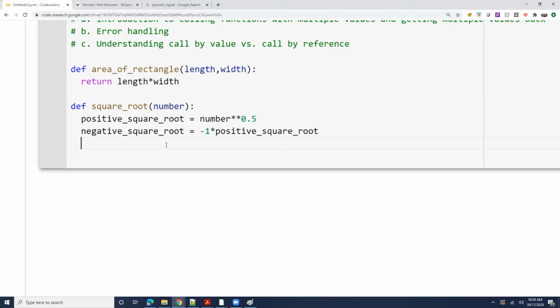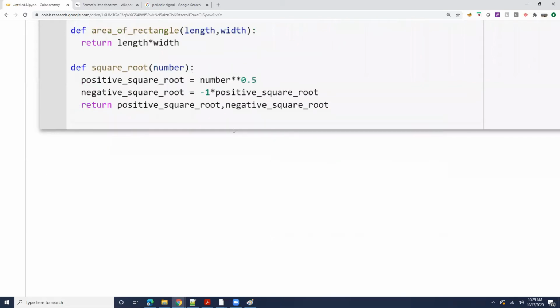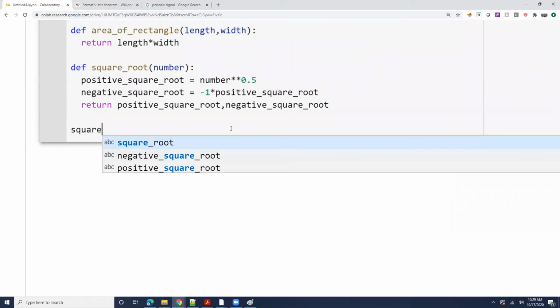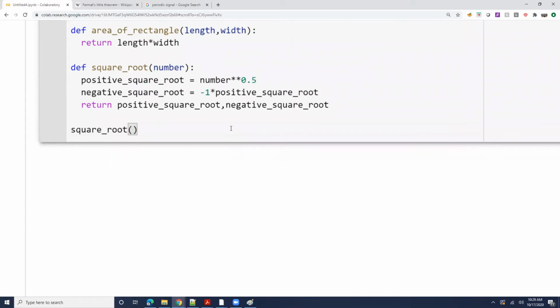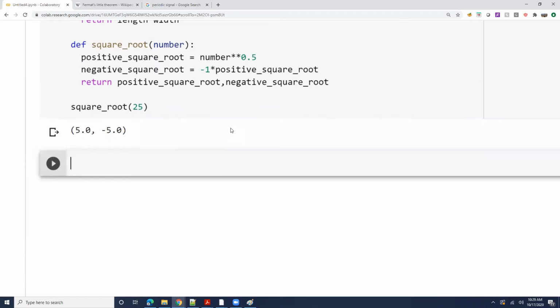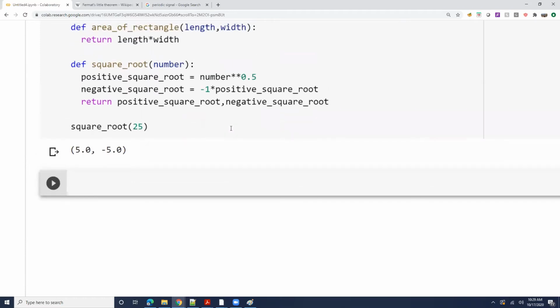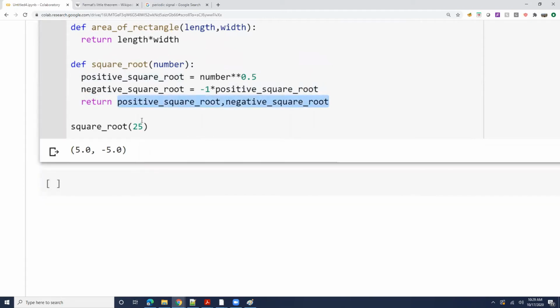If anyone is not following the question or at least the motivation behind this, okay, return A and B, very close. Instead of saying return A and B, you can say return positive square root comma negative square root. So let's see what happens if I call this function with square root of 25. Comma, not and, yeah, that's all. You just put a comma and then it would return the values.